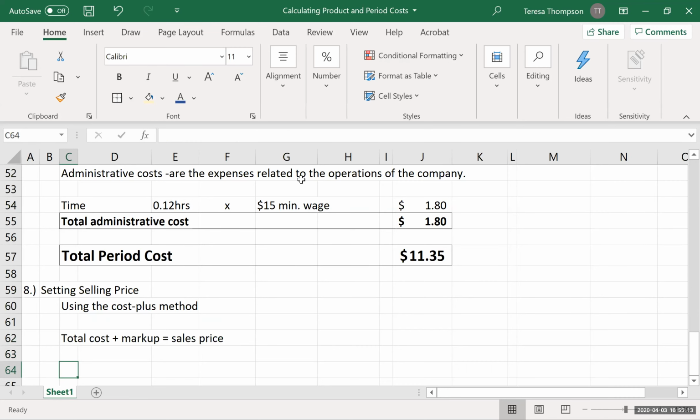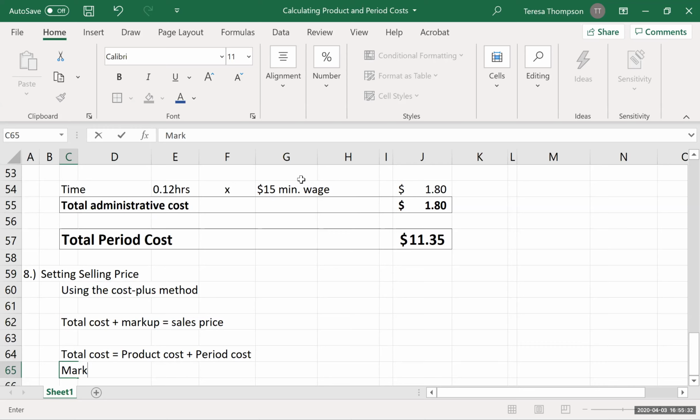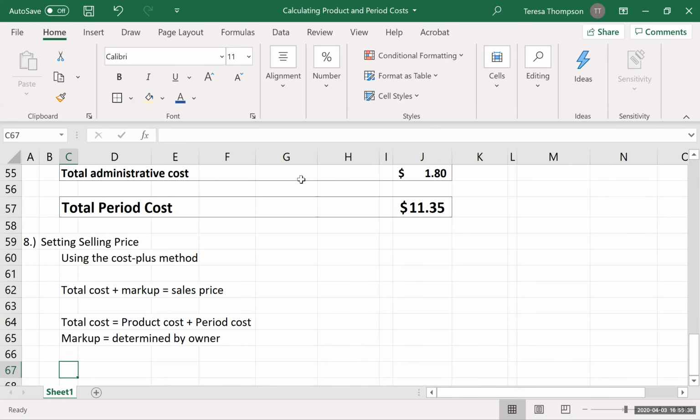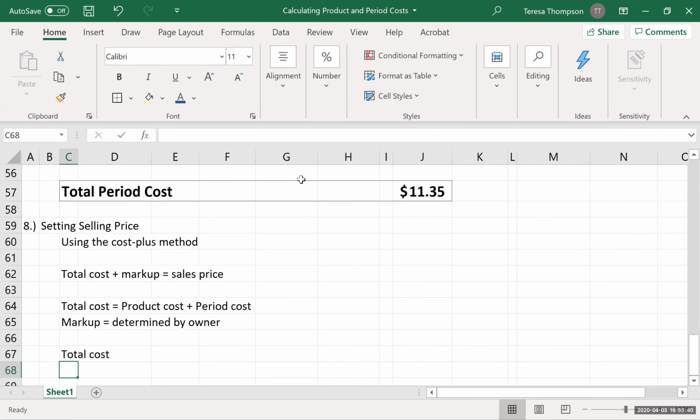Let's take our total cost. Total cost is, maybe I should write it out, just so the reader can follow along, equals our product cost plus our period cost. Okay, markup determined by owner.